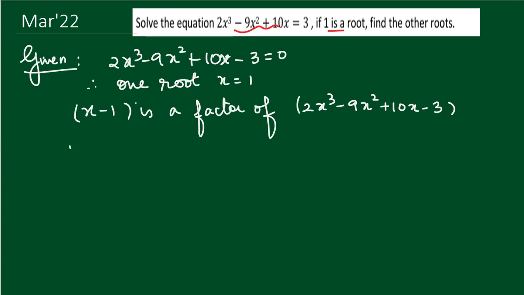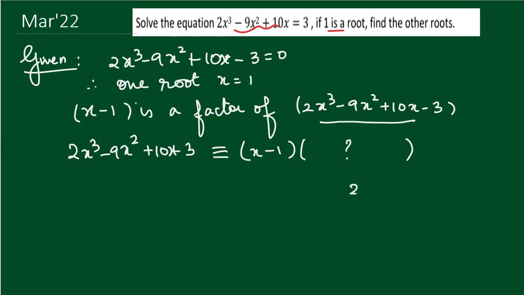Now this 2x cube minus 9x squared plus 10x minus 3 can be written as x minus 1 into another factor. So we are going to find this factor. Now to find this factor, we use the synthetic division method. Write the coefficients 2, minus 9, 10, and minus 3. We know that 1 is the root of the given equation. Therefore, divide by 1 here.